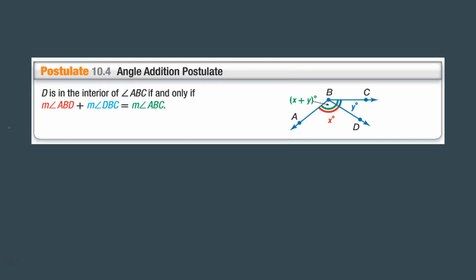Alright, let's go over one of your postulates, the angle addition postulate, which says the measure of angle ABD plus the measure of DBC is equal to the measure of angle ABC. Think about it in simple terms like you have this piece plus this smaller piece, and when you add them together, you have this large piece.